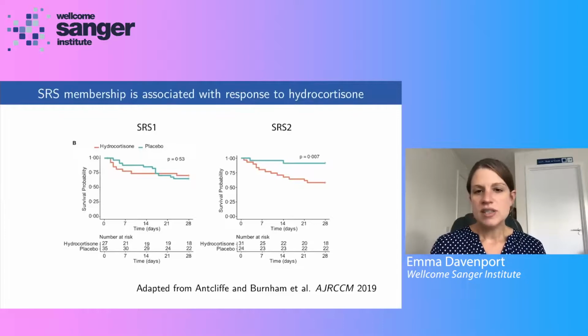So this is a very small study and it needs to be replicated. However, it's a really exciting proof of principle for us that this is one way in which the SRS groups could be really informative for having more of a translational impact.